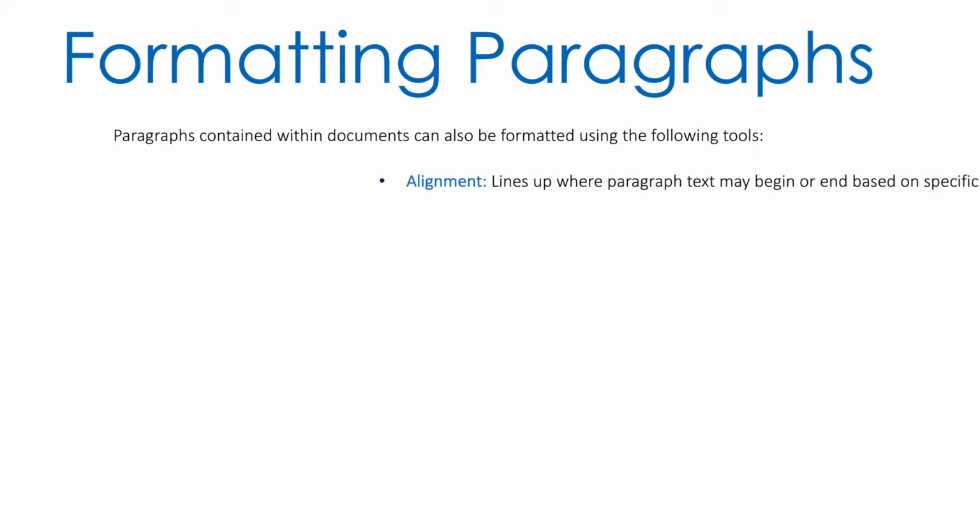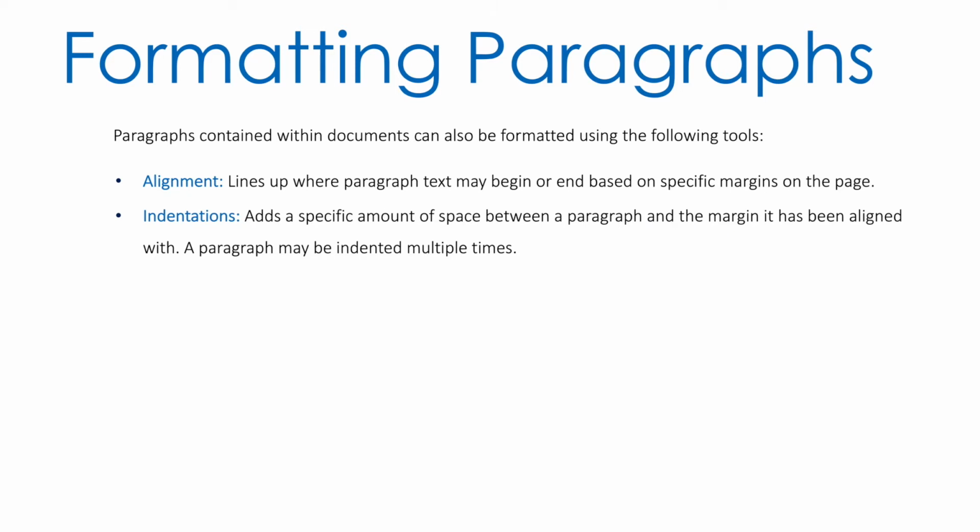So firstly, there's alignment, which allows us to line our text up with a specific margin on the page, or both margins, depending on the alignment chosen. We've got indentations, which add a space before a paragraph, and we can adjust how much space that is. We can do multiple indentations to move a paragraph within the page.